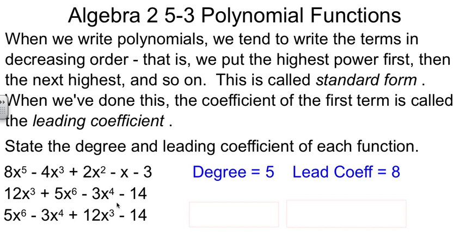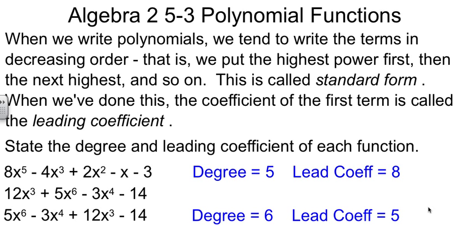Now we can read the degree. The degree is the highest power, 6. The leading coefficient is 5, because it's the first one in the line. That's why it's important to get it in the right order so that you have the right leading coefficient.